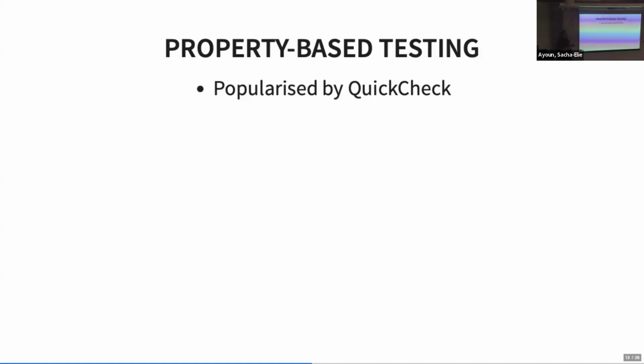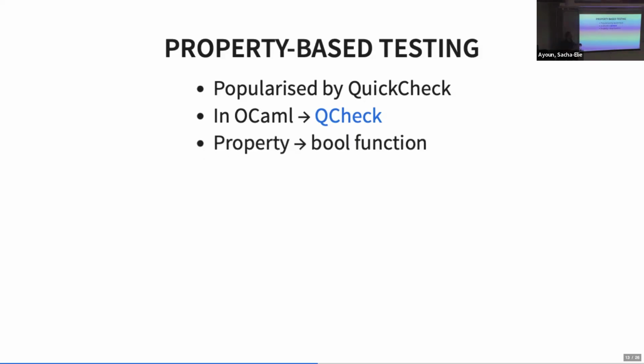And there is by now an implementation of QuickCheck for almost any kind of programming language. And the one that exists for OCaml is called QCheck. And without going too much into the theory of property-based testing, you can think of a property as just a function that returns a Boolean, right? So the property is always something that you can evaluate to be true or false.